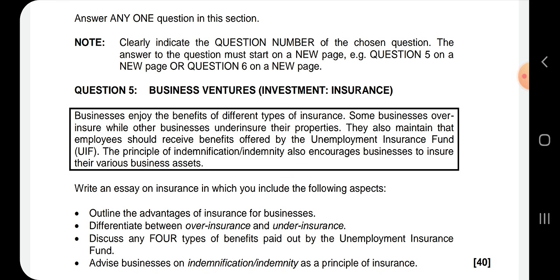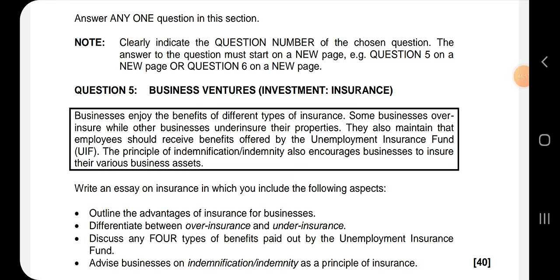Write an essay on insurance in which you include the following aspects. Outline the advantages of insurance for the business. Differentiate between over-insured and under-insured. Discuss any 4 types of benefit paid out by the Unemployment Insurance Fund. Advise businesses on indemnity as a principle of insurance. You are not in any way asked to write the meaning of insurance. So you will write what insurance is in your introduction. That is the easiest way.